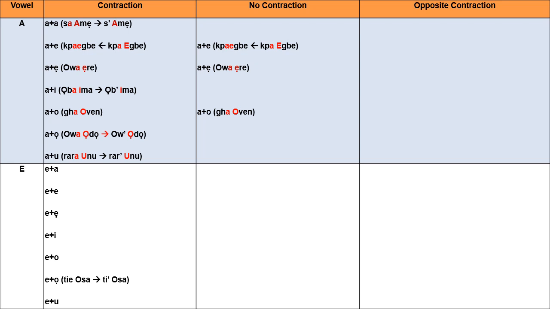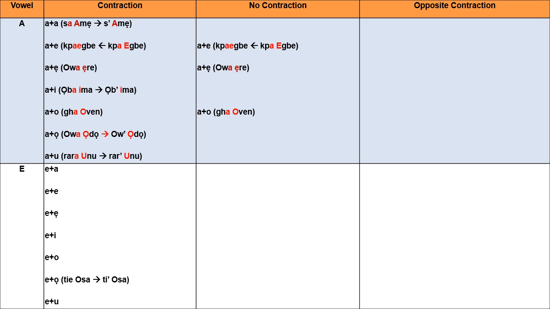Then we have A and E, for instance in owa e, owa e. Also in this case, it doesn't contract. So we have owa e, which means his house or her house. Owa is the other word for house, and e is a possessive pronoun. You find that in lecture 2C. I'll also provide a link to that video. So it doesn't contract.